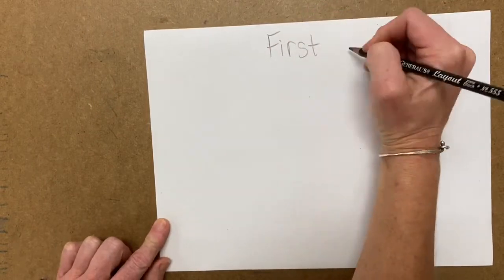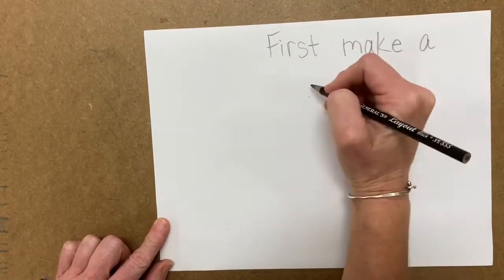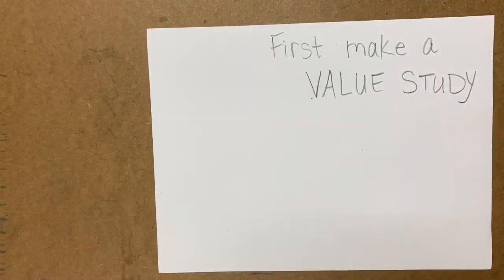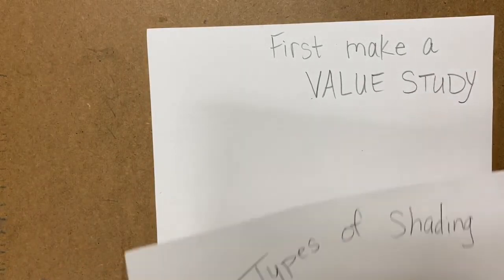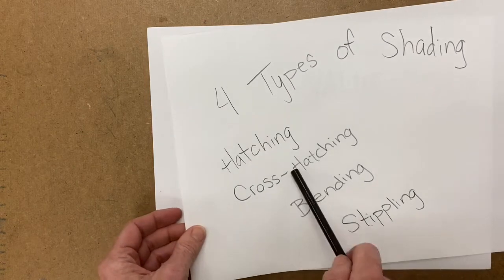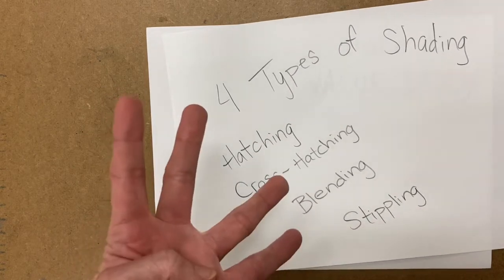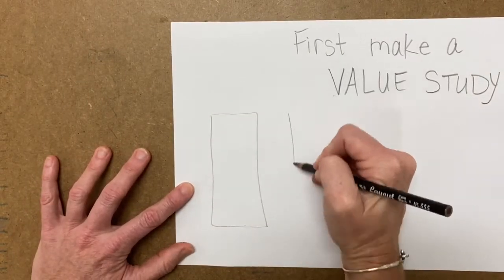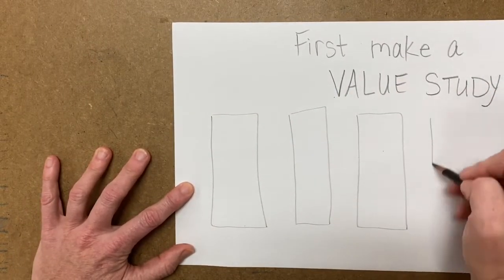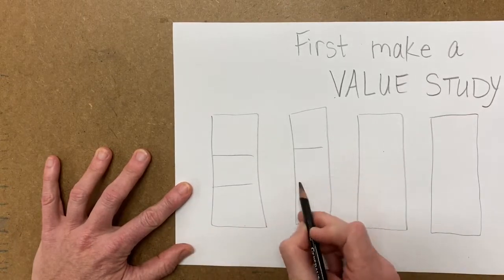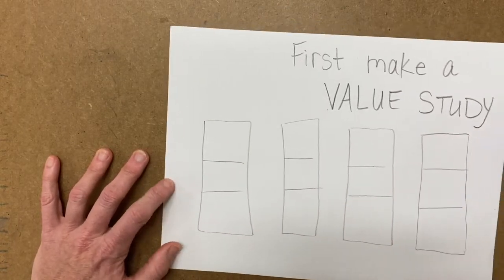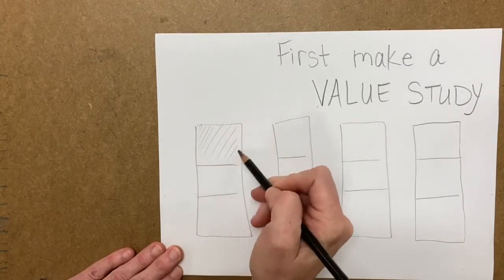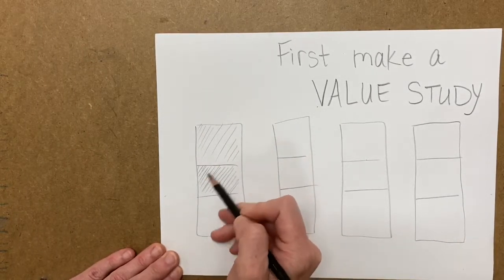The first thing I want you guys to do is to create a value study using each type of shading. A value study is a way to practice making light values and dark values. Remember, there are 4 types of shading: hatching, cross-hatching, blending, and stippling. So start out by drawing 4 rectangles, 1 for each type of shading. Then divide your rectangles into 3 spaces. You're going to create a light, medium, and dark value of each type of shading.